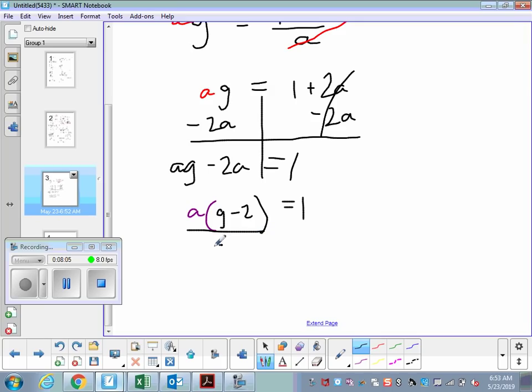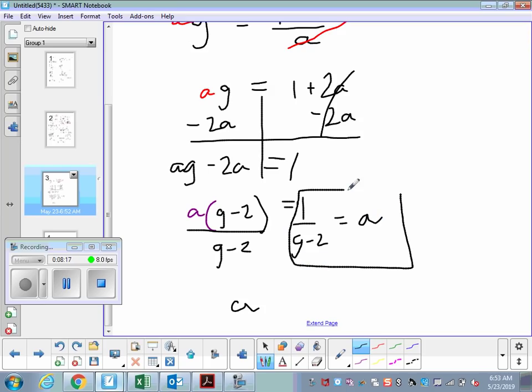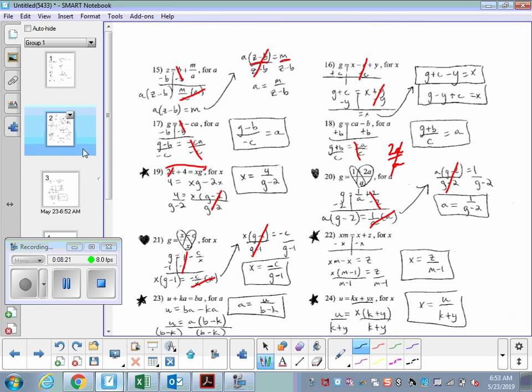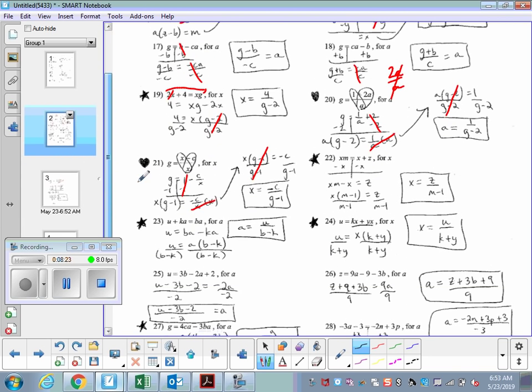And now here we are ready to go ahead and divide both sides by g minus 2. And we get a equals, in fact, I'll just go ahead and write it over here. a equals 1 over g minus 2. So we end up getting the same thing. Okay? All right, now back to this, and we are on number 22.